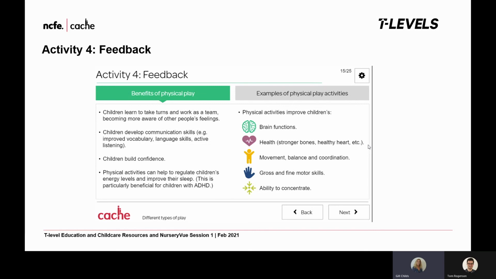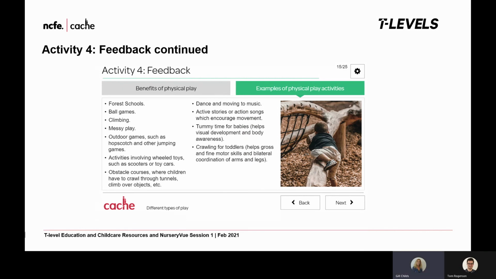Possible suggestions could be that physical activities improve children's brain functions, health, stronger bones, healthy heart, etc., movement, balance and coordination, gross and fine motor skills, and ability to concentrate, and how the prime areas of communication, language and literacy, personal, social and emotional development, and physical development are interlinked. Examples of physical play activities are listed on the second tab of Activity 4, Feedback.